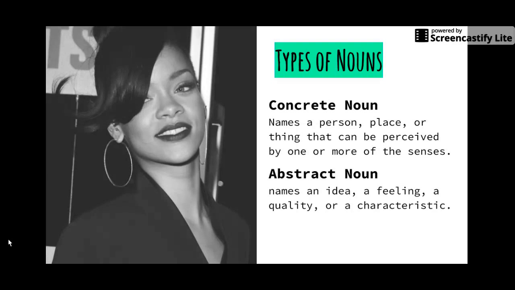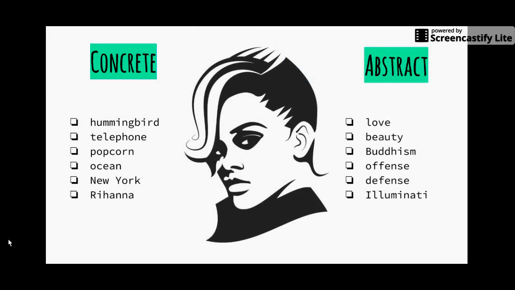Let's go to some examples. Miss Fenty, help us out. Boom. Concrete, you've got hummingbird, telephone, popcorn, ocean, New York, Rihanna, obviously. These are all things you could see or touch or hear. And then you've got some abstract nouns like love, beauty, Buddhism, offense, defense, Illuminati.